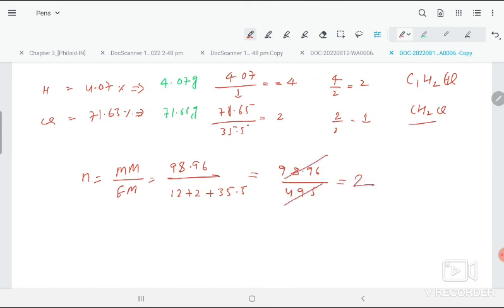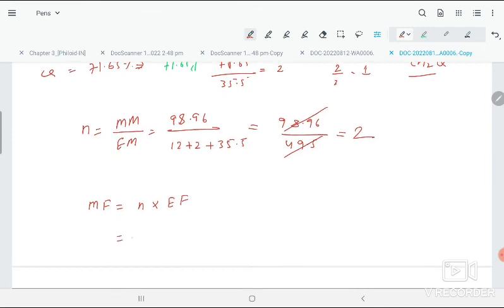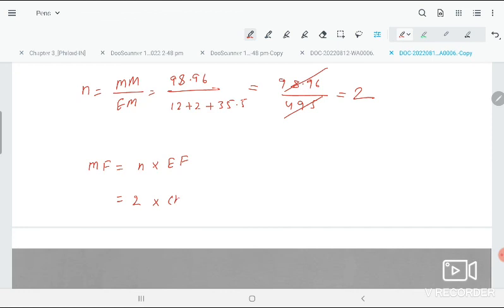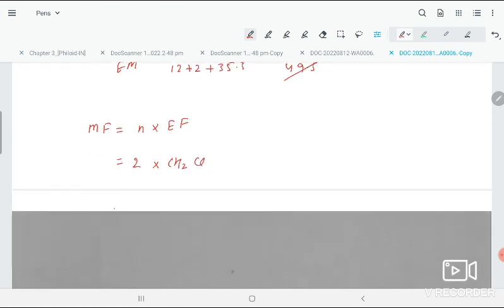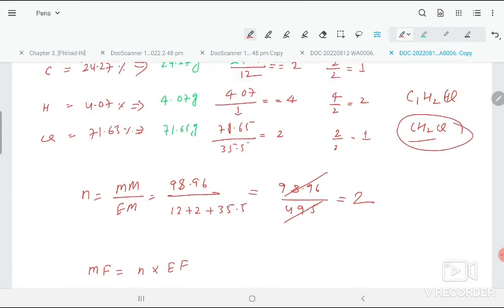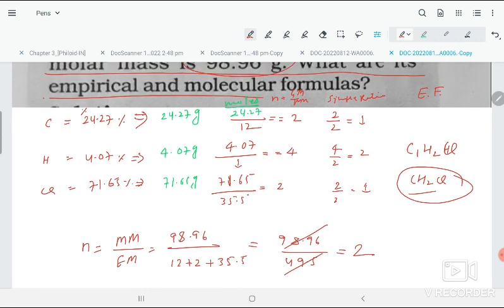Now molecular formula is equal to n into empirical formula. The n factor you got is 2, and the empirical formula is CH2Cl. Multiplying with this number gives C2H4Cl2. This is the molecular formula, and CH2Cl is the empirical formula. Is it okay? You can check in the book also, you will get the same answer.